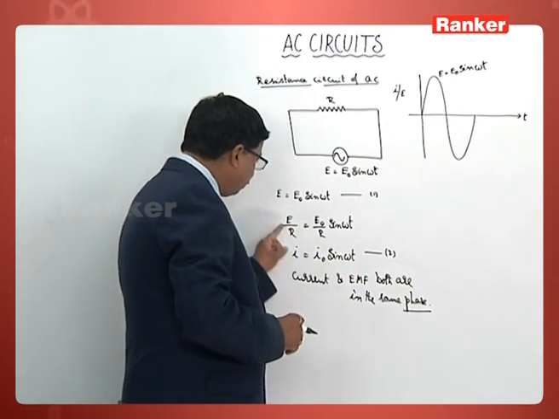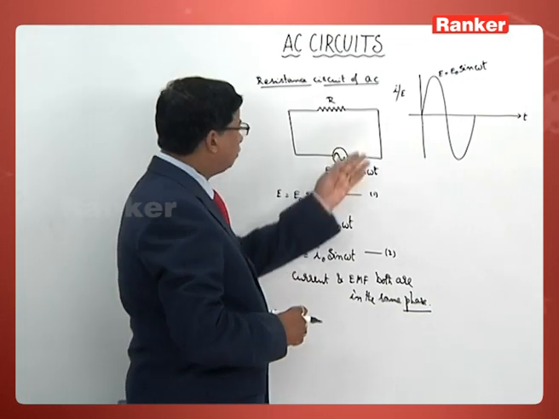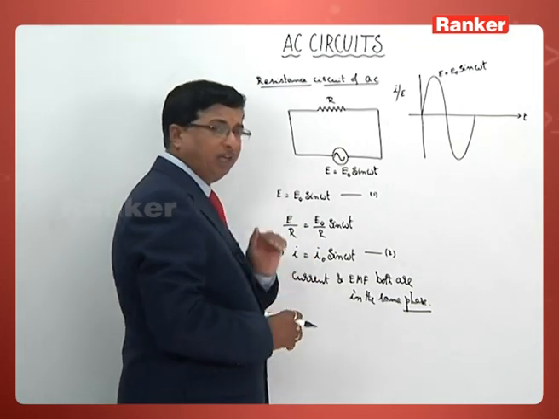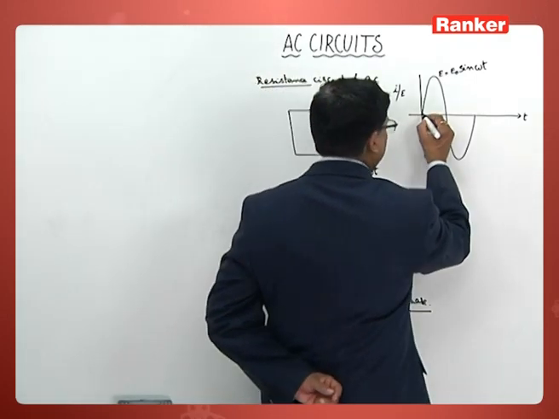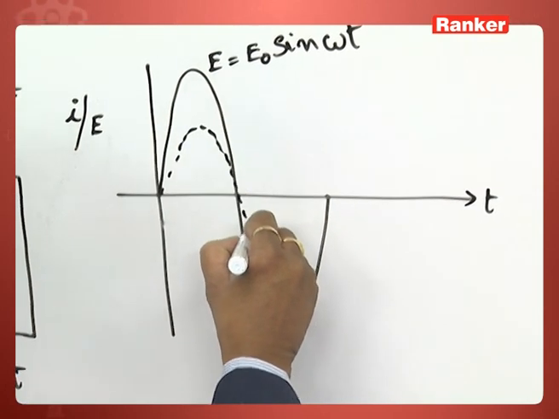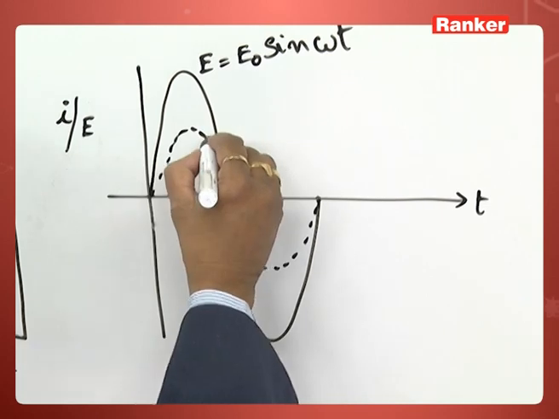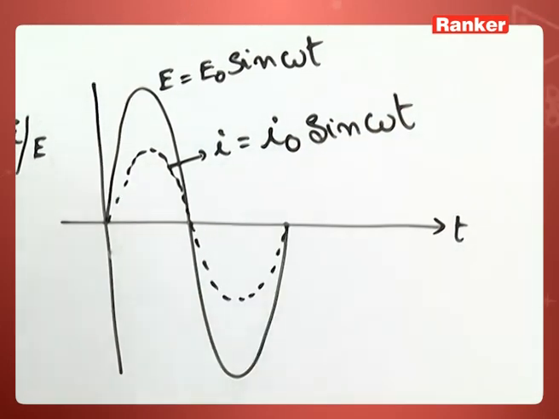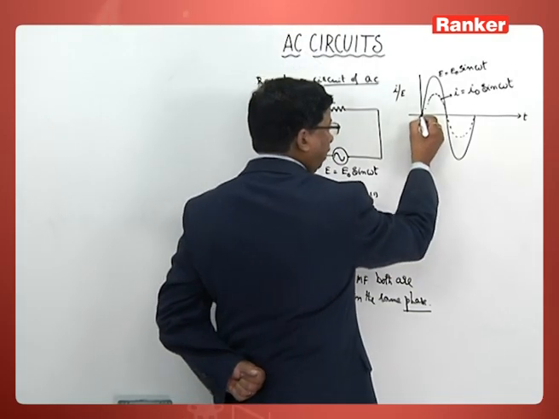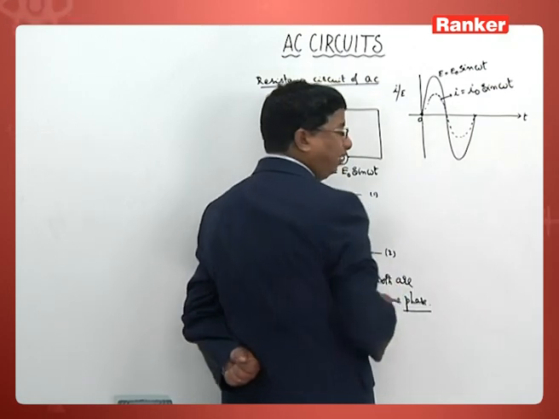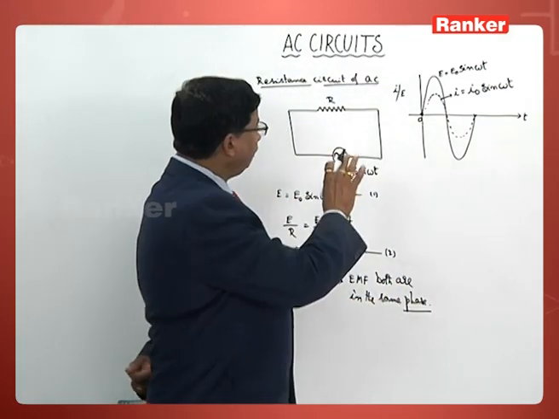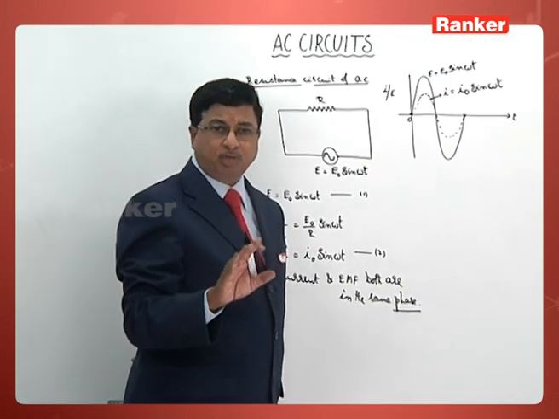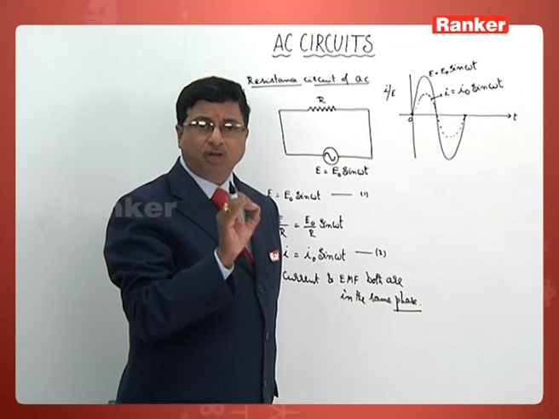The reason is this: I of course we are getting as E by R. Usually the resistance here is going to be more. Then naturally E by R is going to be less when compared to the value of E. So we can represent the value of current by this graph. This dotted graph, whatever we are taking up, represents I is equal to I naught sine omega t. But observe carefully, both the graphs start from the same point and end at the same point. So one can understand by looking that there is absolutely no phase difference between the alternating current and alternating EMF when we observe a pure resistance circuit of AC.